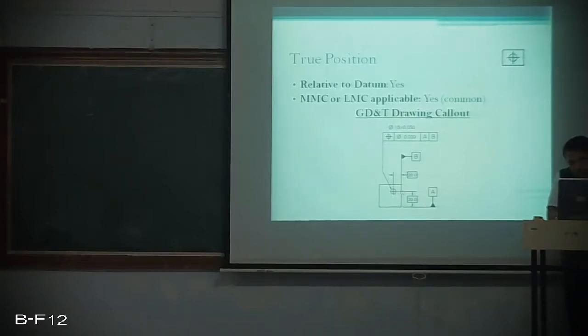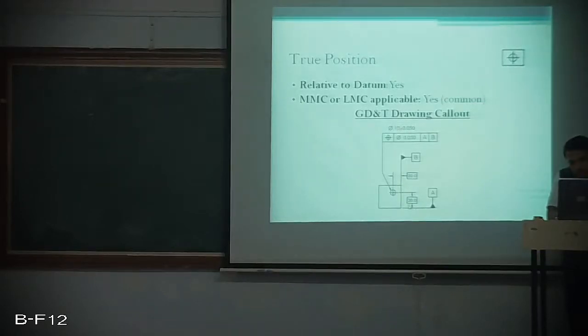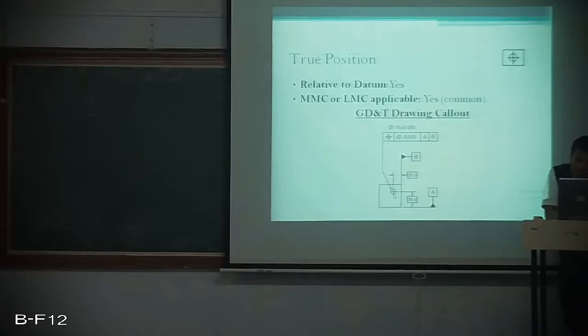The axis of the hole from the bottom is 30, and from the extreme right corner it is 20. This is datum A, reference surface A, and this is datum B, reference surface B. The position tolerance for this is given as the position symbol followed by the diameter of 0.030 with respect to A and B.